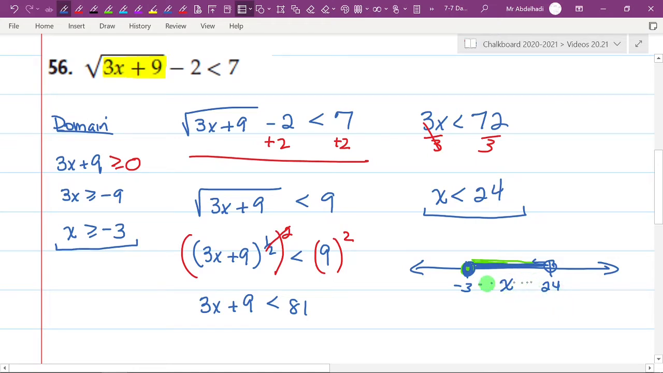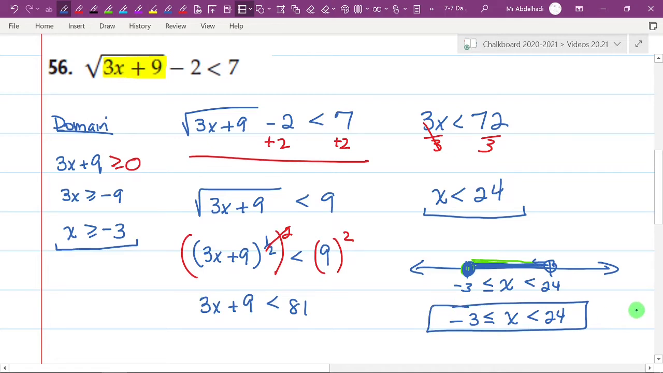So all the x's, now since you're going from low to middle to high, you should use less thans for all these, less than, less than. This is a closed circle, so less than or equal to, and this is an open circle, so just less than, and that's your answer. -3 is less than or equal to x is less than 24.